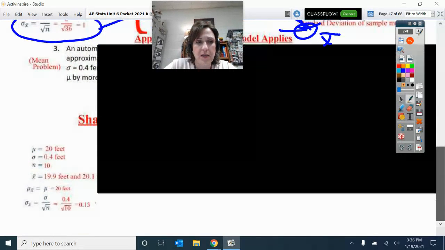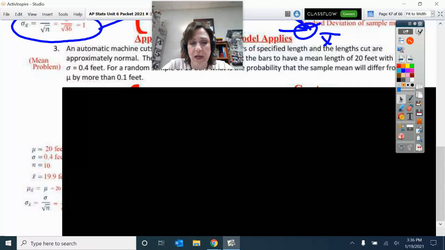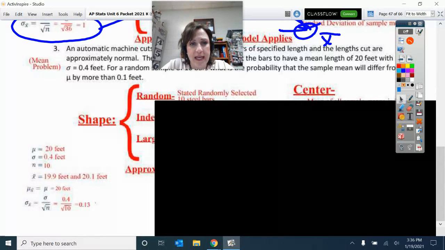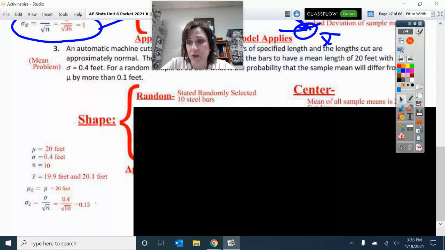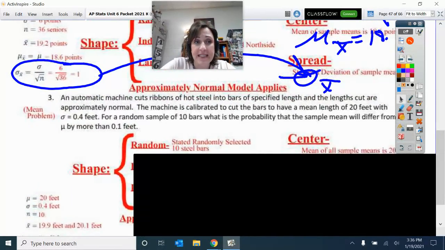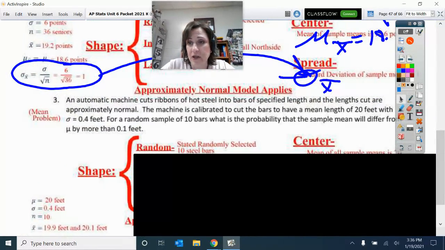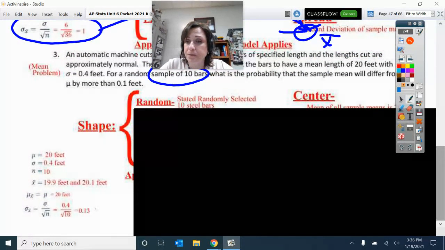All right. The third one is a mean problem as well. So it was stated that they were randomly selected 10 steel bars. Interesting. 10 is a small sample size. That alerts me, I'm concerned, we've got a small sample. So we'll talk about that as we get into this further.